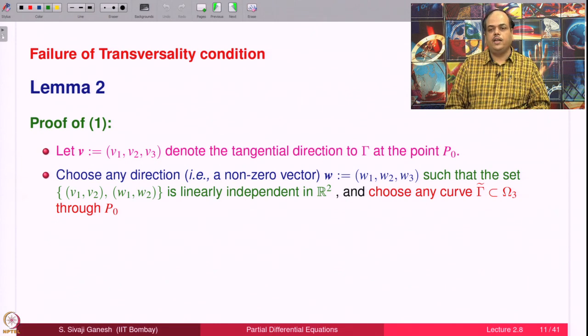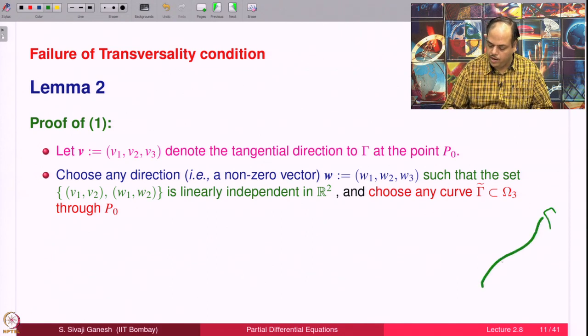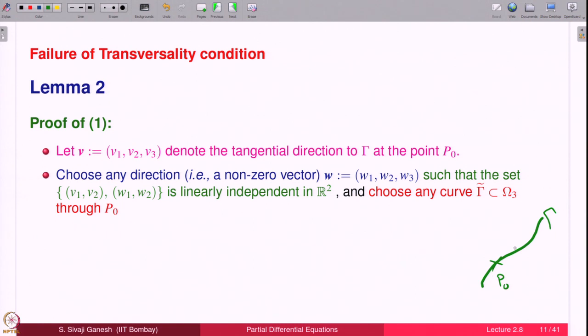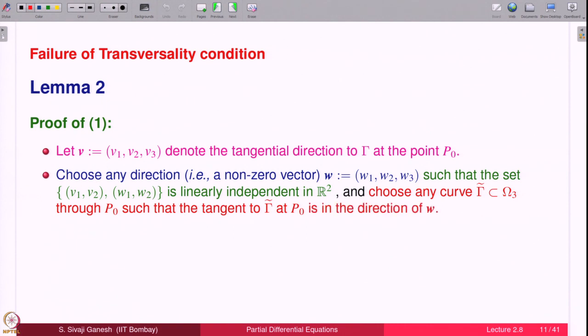We will see that. So, choose any curve gamma tilde in omega 3. That is, we had a gamma, we had a point P0 where we had some tangential direction. Now, what we are asking is to choose another curve, whose tangent has to be different. This is another curve, in fact it can be a straight line as well. So, take any curve gamma tilde in omega 3 through the same point P0, such that the tangent to gamma tilde at P0 is in the direction of W. One easy way of ensuring that is to take a straight line.